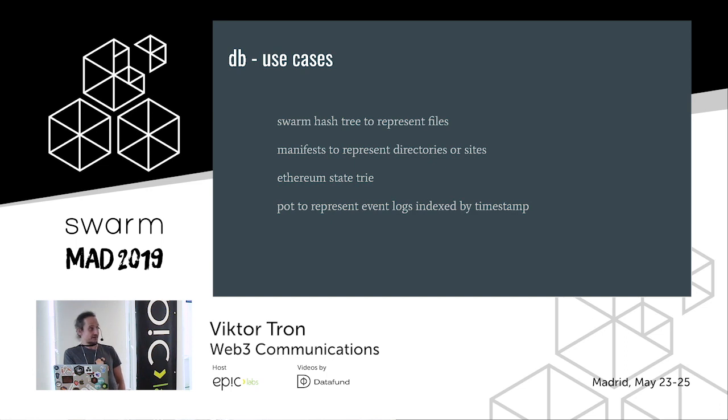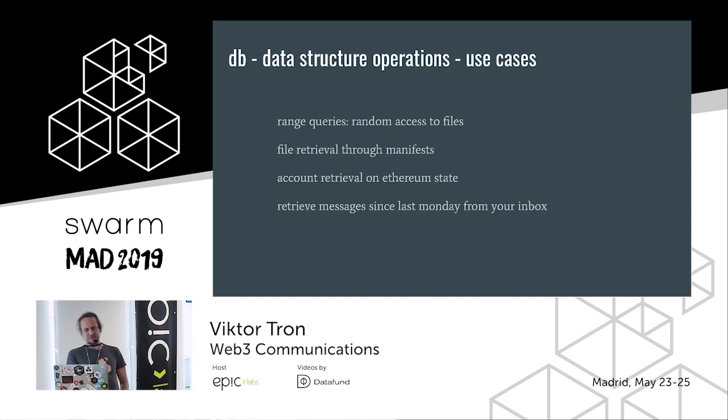The Patricia trie directly mapped as a native data structure and so on. And another example I will not go into. And parallel to this, of course, the data structure operations are valid. So random access to files is a typical example of the traversal operation.